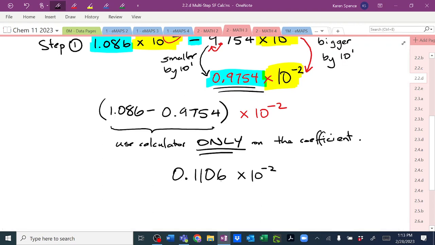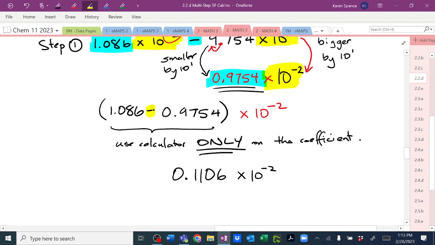If this was a single step problem and that was my final answer, I would have to put it in scientific notation and I would have to give it to correct sig figs. Because it's only step 1, I just need to figure out where my sig figs are. This was a subtraction, so what do I look at?